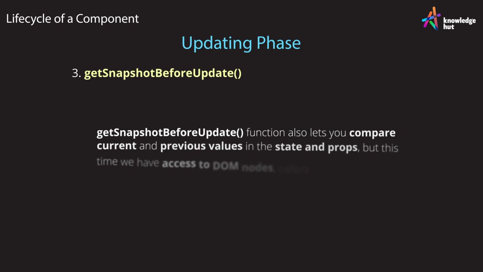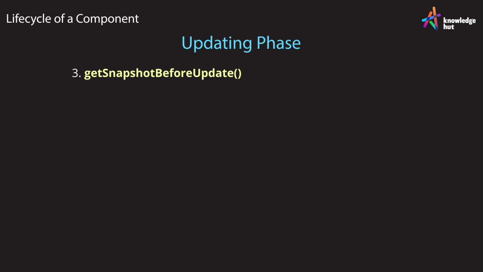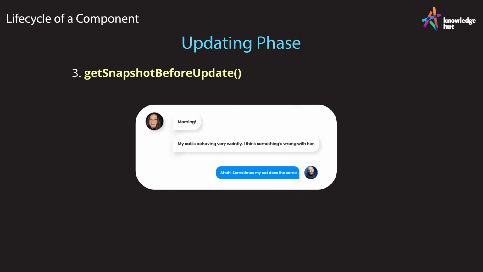This function also lets you compare current and previous values in the state and props, but this time we have access to DOM nodes before React implements them. This means that you can access and update DOM properties using React references. So let's say you have a chat window where every message comes from an array of messages in the state. Now, as a new message pops in, we add it to the end of the array and we want our chat window to scroll automatically so that it displays the bottommost message as it appears. This is where the getSnapshotBeforeUpdate method comes in handy.